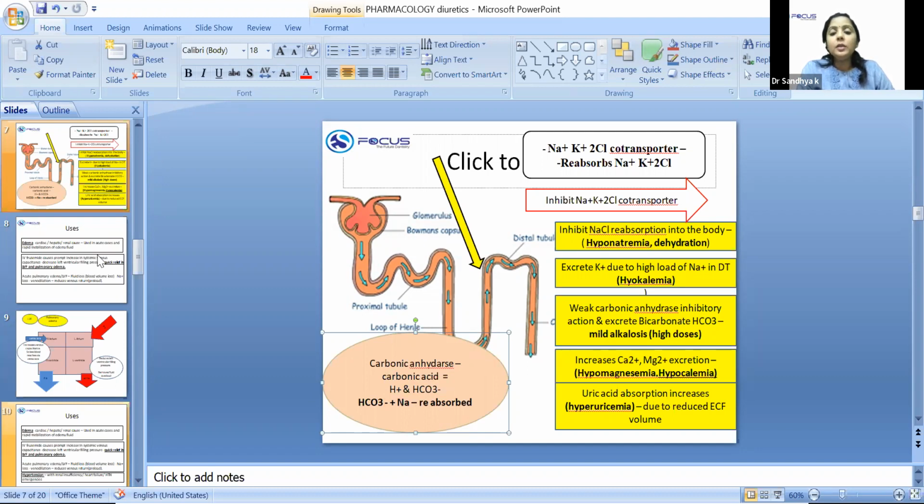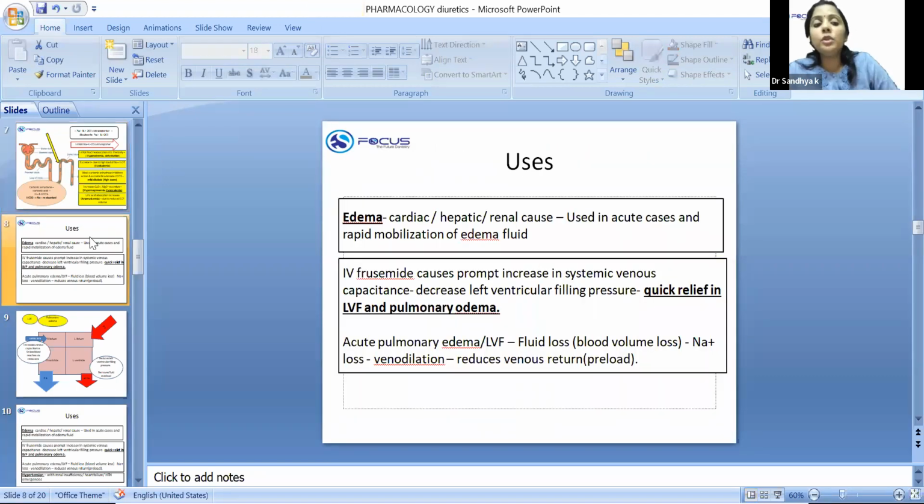So now what are the uses of furosemide? Now you know what it is doing. First and foremost, it is used to treat edema of any sort. Furosemide is used for the treatment of edema of any cause, either cardiac, hepatic or renal cause, because it rapidly removes fluid from the body. So in acute cases, furosemide is given.